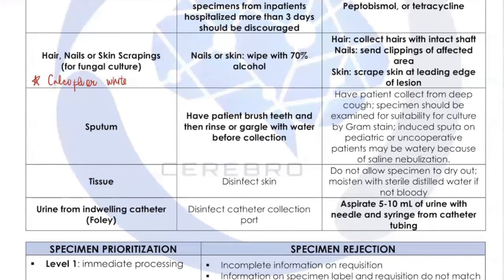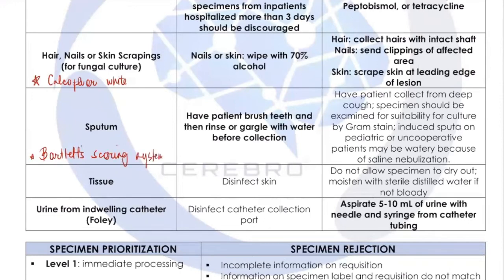Okay? Next, we have sputum. Have the patient brush teeth and then rinse and gargle with water before collection. Again, we have to collect it from a deep cough, and of course, we have ways to know whether that specimen is really coming from a deep cough. The specimen should be examined for suitability for culture with the use of gram stain. And after doing the gram stain, we have a scoring technique used for that, called the Bartlett's scoring system.